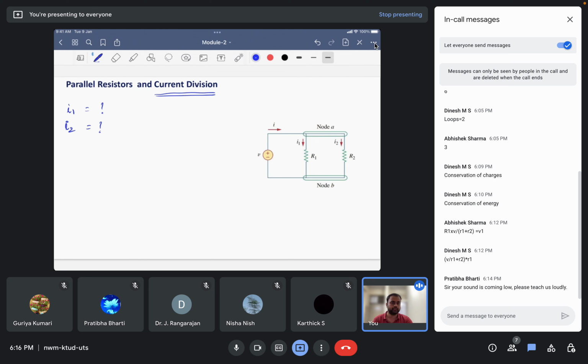So anyone with the answer? Here we have to use Kirchhoff's current law, because we have a node here. From this node the current is dividing into I1 and I2. So I will write that I is equal to I1 plus I2. Again, I1 and I2 directions are outward and I is inward to the node. So therefore I will be the sum of I1 and I2.